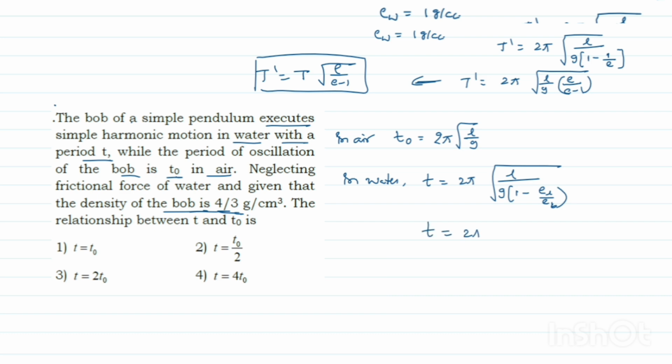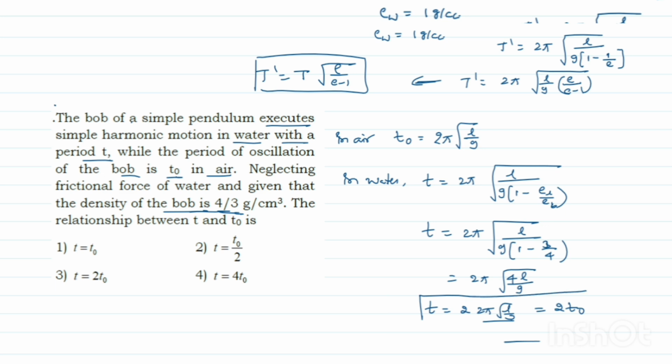So T equals 2π into root over L by g into 1 minus the density of the liquid, which is 1, and the density of the body, which is given as 4 by 3. With 4 by 3, the 3 comes to the numerator, and 4 minus 3 is 1 by 4, so 4 comes to the numerator, then 2π into root of 4L by g. It's nothing but T equals root 4, which is 2, into 2π root over L by g. This value is already given as T naught. So T equals 2 T naught.